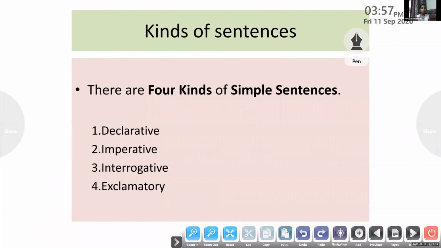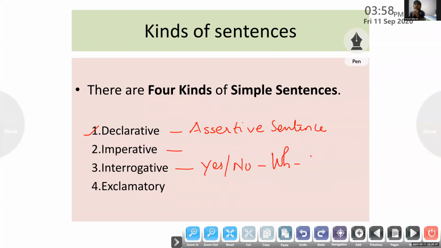Okay, so let me explain kinds of sentences. We have learned four kinds of simple sentences. The first one is called the declarative sentence, which is also called the assertive sentence. And we have the imperative sentence. We have interrogatives. Interrogatives are also of two types: yes-or-no questions and WH questions. And we have the exclamatory sentence. Imperatives: the subject of an imperative sentence is always the second person, you.